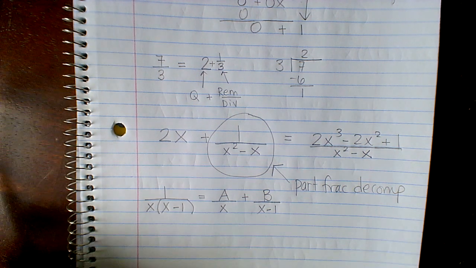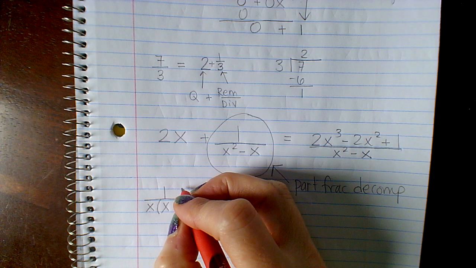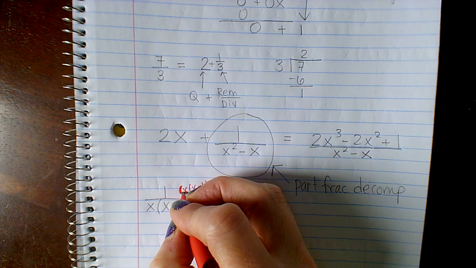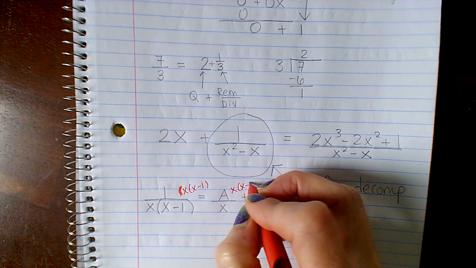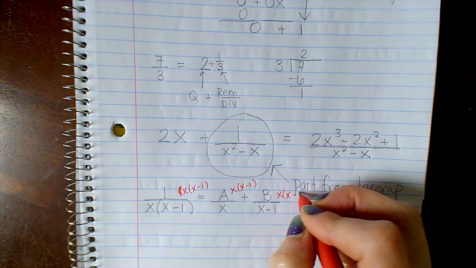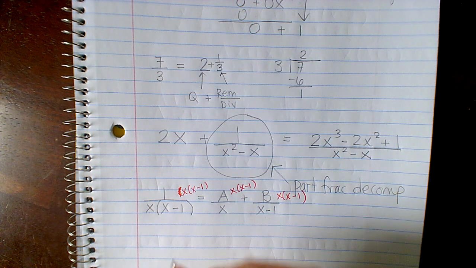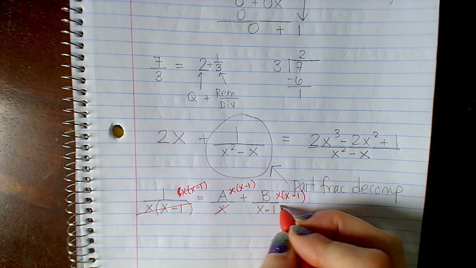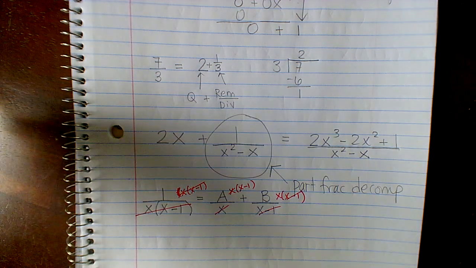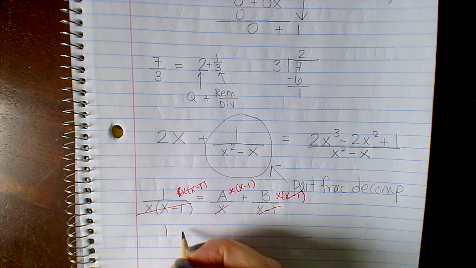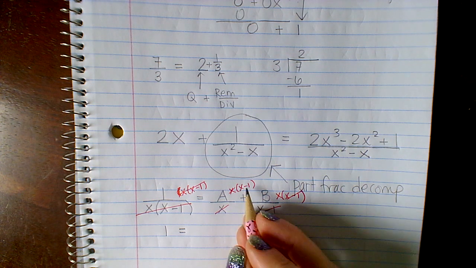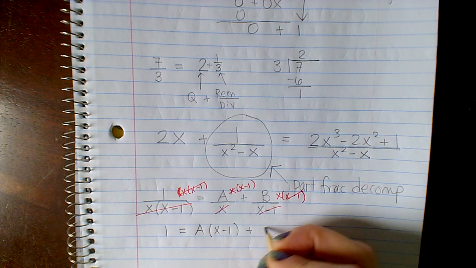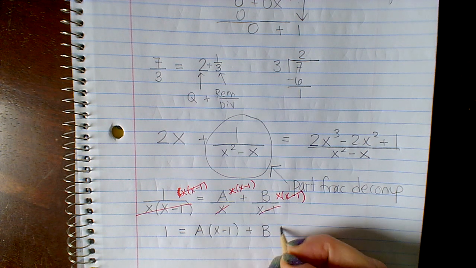Okay, so at this point, we need to multiply by that least common denominator on both sides to get rid of all these fractions. Here the x's go away. Here the x minus 1's go away. On the left-hand side, I get 1. On the right-hand side, I have a, the x's cancel. I get x minus 1. And then b, the x minus 1's cancel, so I'm left with x.